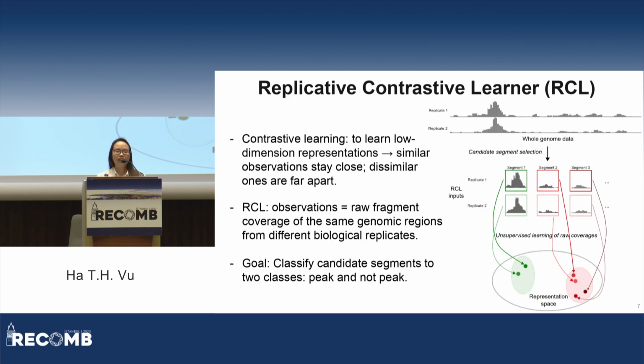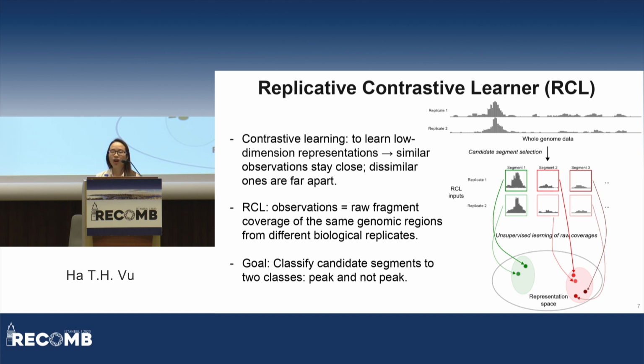With that, we have developed a framework called Replicative Contrastive Learner, or RCL. This framework relies mainly on the idea of contrastive learning, which is to learn a low-dimensional representation so that similar observations would be close together and farther away from dissimilar observations. To put it in context, let's look at an example.